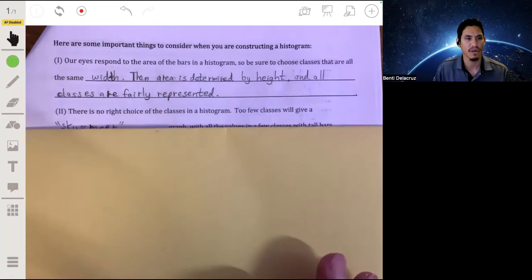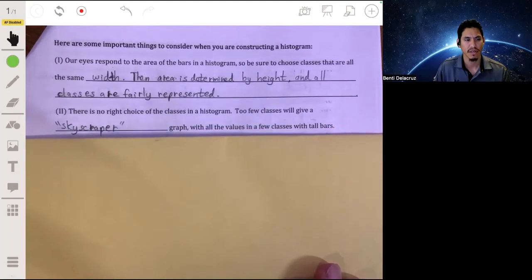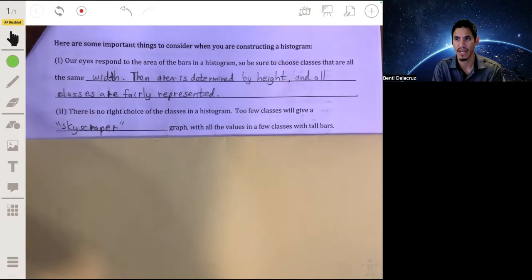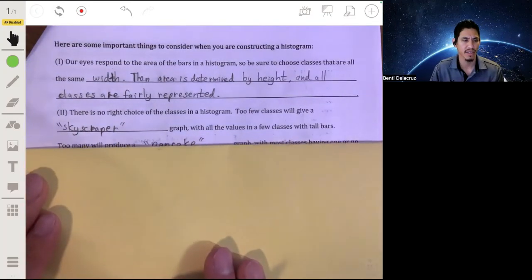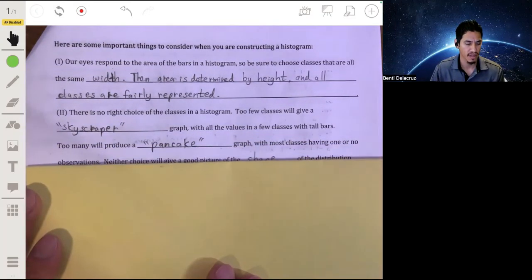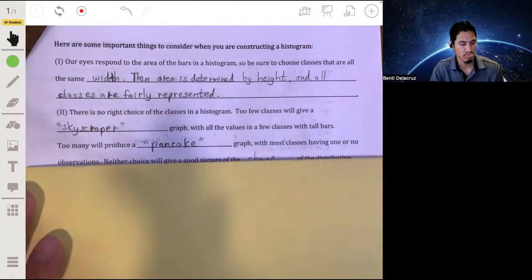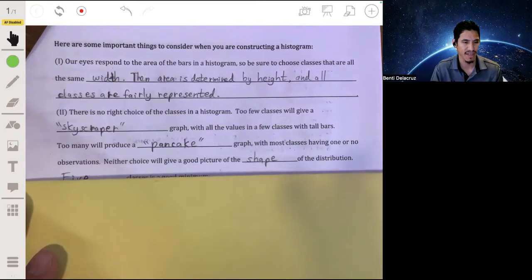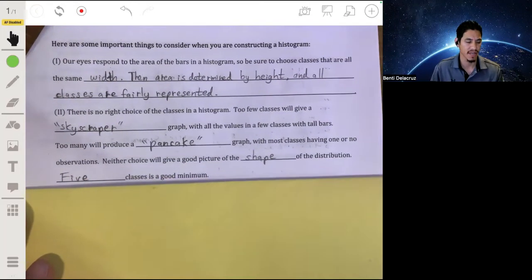Now there's no right choice of number of classes in a histogram. Too few will give you a really tall, steep skyscraper graph, and too many will tend to give you a flat pancake graph. These are both bad choices. So a good rule of thumb is to have at least five, but again, it depends on the data.